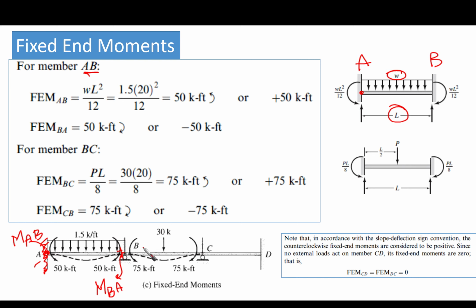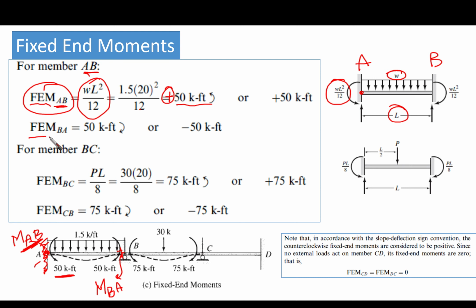Okay? So this moment is going to be, sorry, not MAB, it is the fixed end moments at AB. It's going to be WL squared over 12, which equals 1.5 times 20 squared over 12, because we have a 1.5 distributed load. It gives us a positive value, right? Positive means what? Yes, exactly, counterclockwise. Fixed end moment at AB is counterclockwise, which I applied here, as you can see.